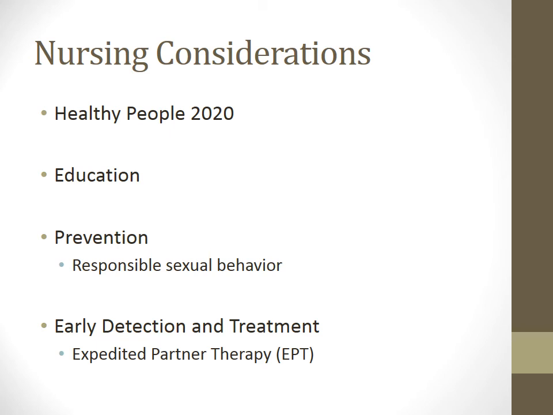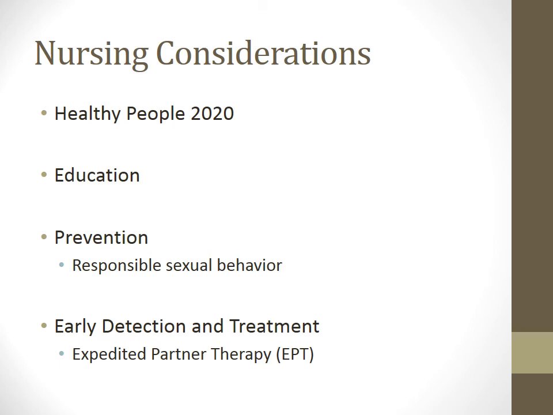The CDC has actually been working on something for the past several years called expedited partner therapy, or EPT. Basically, what this says is that it gives the right to healthcare providers to write prescriptions for both the person that comes in and tests positive for an STD, and then also to give them an extra prescription to send home for their partner in order for their partner to be treated without being seen.